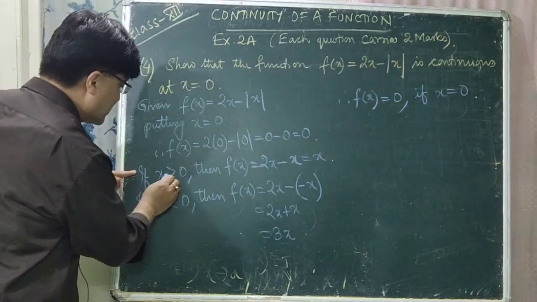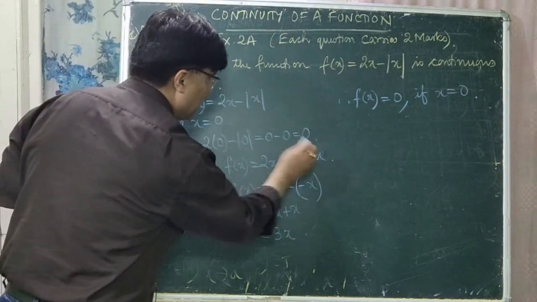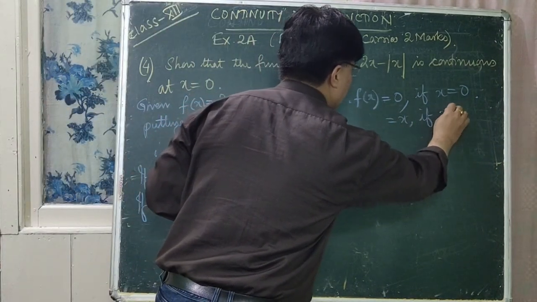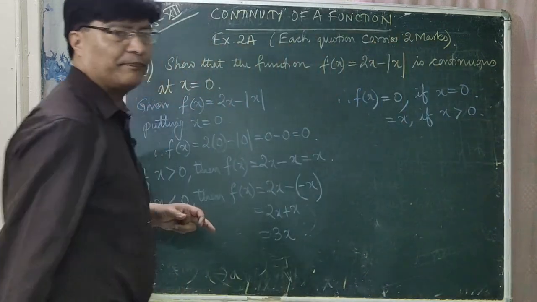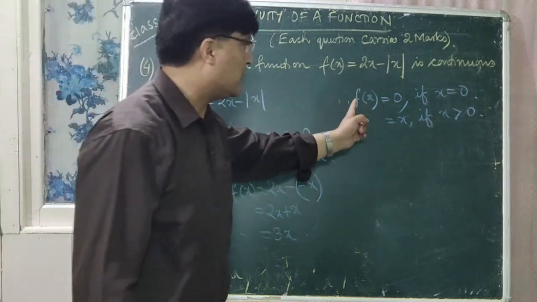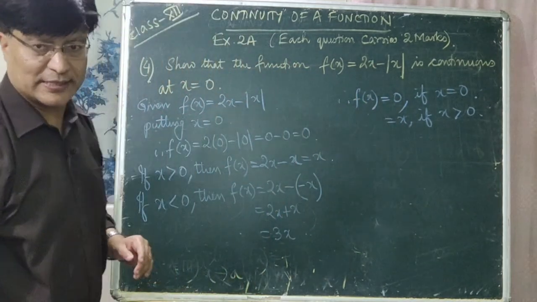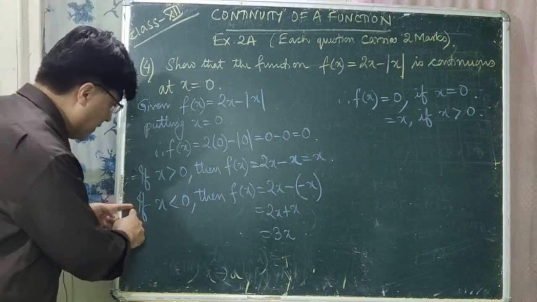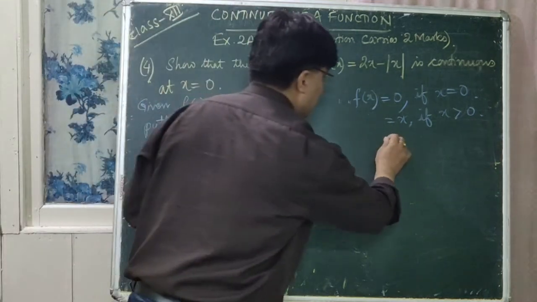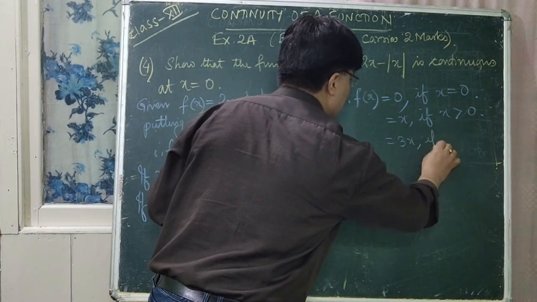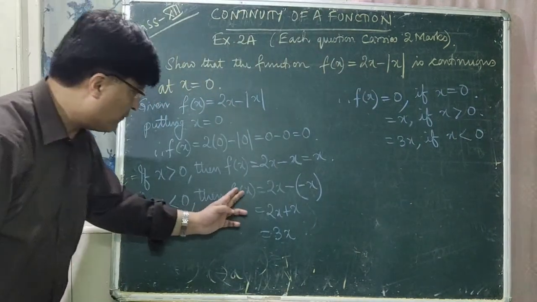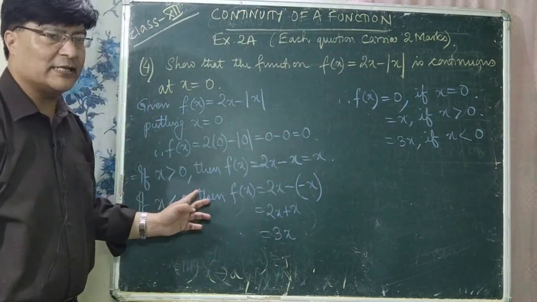But if x is greater than 0, then what is the value for f of x? f of x is equal to x if x is greater than 0. If x is positive, then f of x is equal to x. Is that clear? Next, if x is less than 0, then what is the value for f of x in this case? It is 3x. So you can write here f of x is equal to 3x if x is less than 0. Understood?